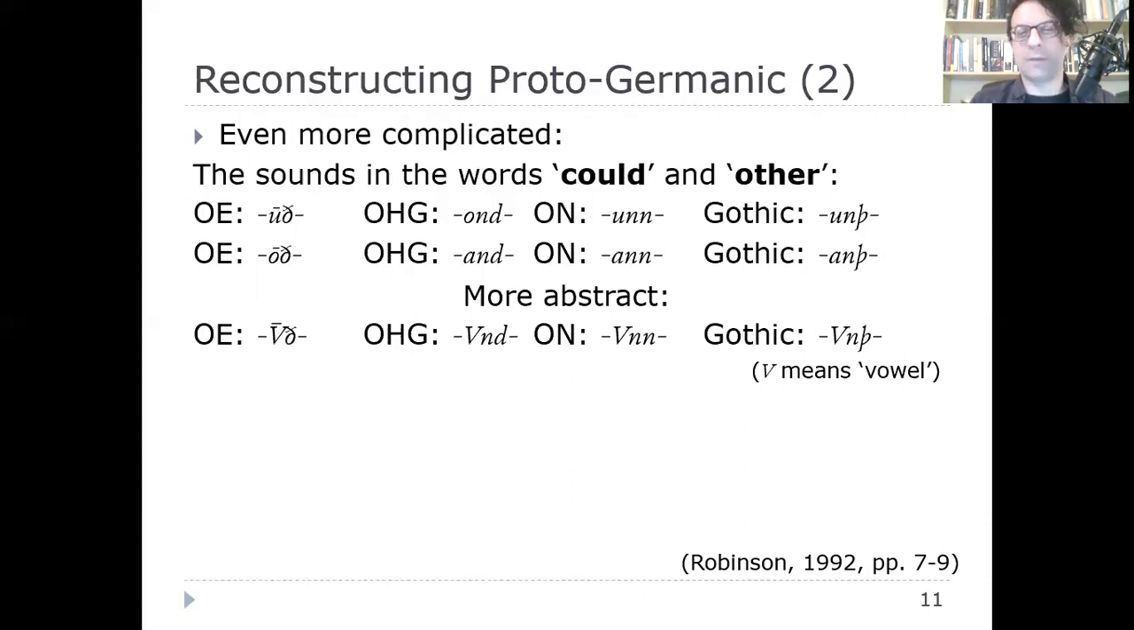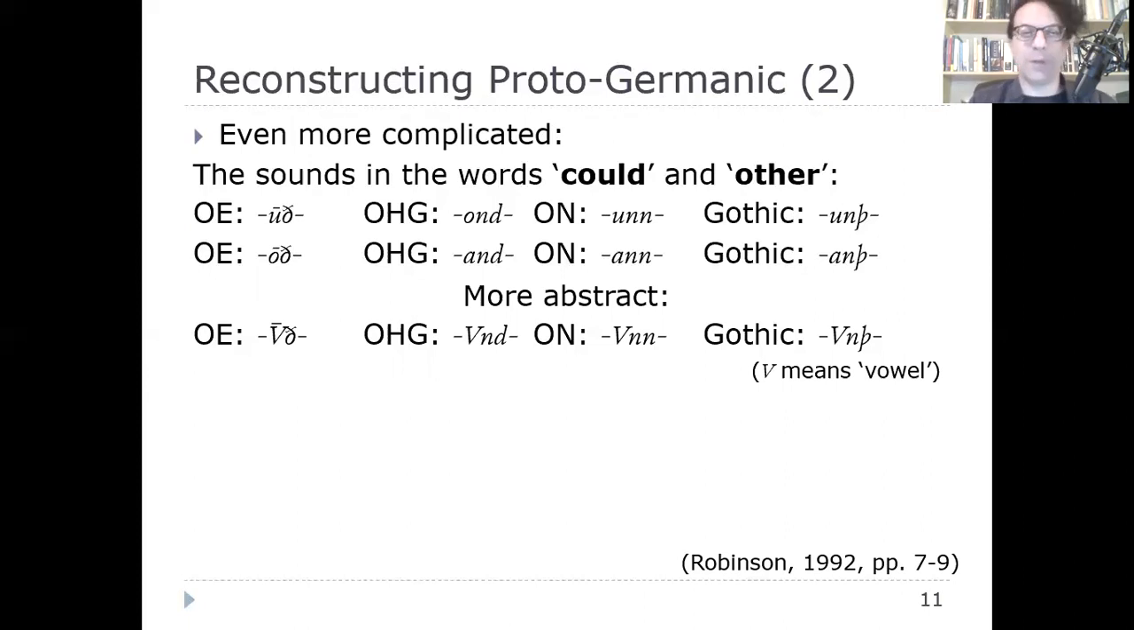So you can abstract from this and say, well, Old English always has some kind of a long vowel followed by a voiced TH sound. Old High German has a short vowel in both cases, followed by ND. Old Norse has a short vowel followed by a long N or a double N sound. And Gothic has a short vowel as well, followed by an N and a TH sound or a dental fricative sound.